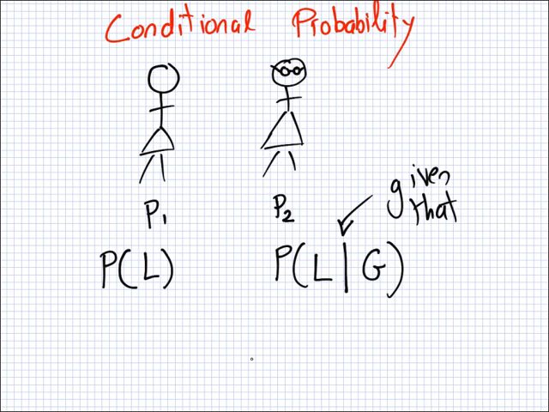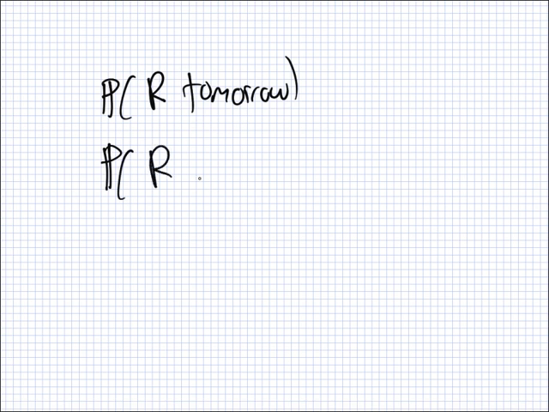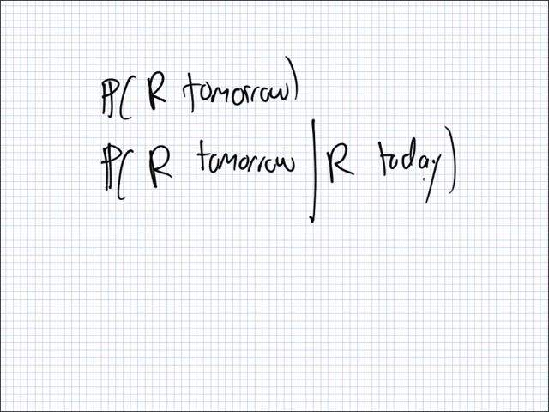Another example would be, what's the probability it'll rain tomorrow? Whatever number it is, we understand that that's a different calculation if I say, what's the probability it rains tomorrow, given that we had rain today. These are called conditional probabilities because you have more information, more conditions. Does that make sense? Yeah?